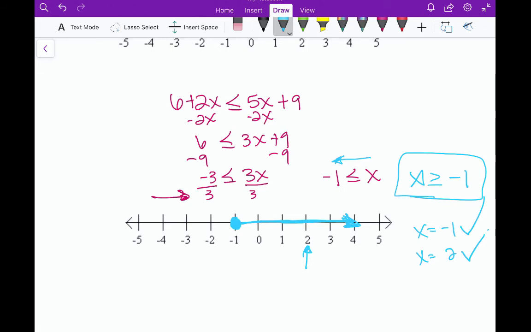So that's how you solve an inequality. And next we'll look at graphing and solving two variable inequalities.